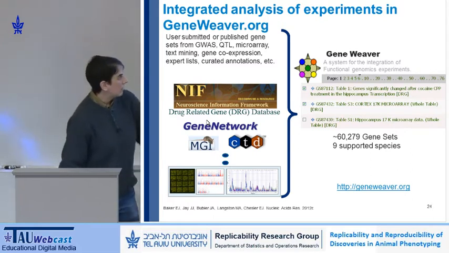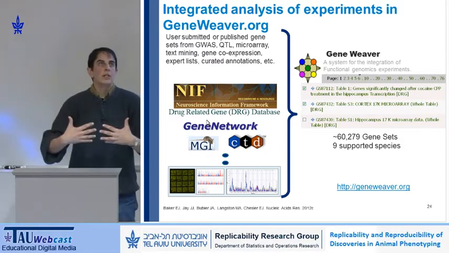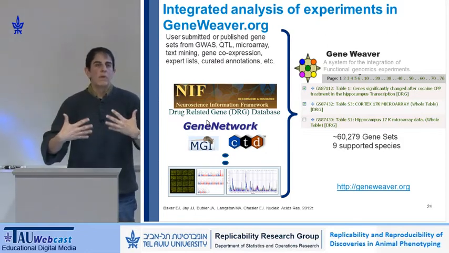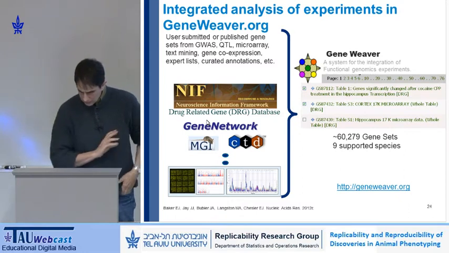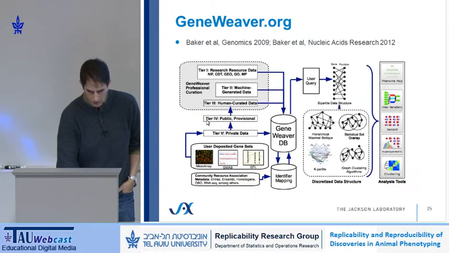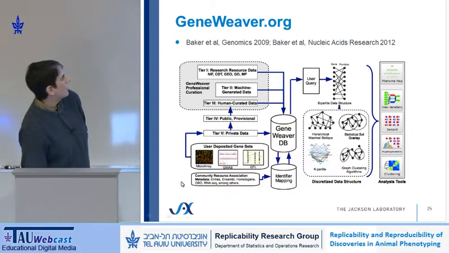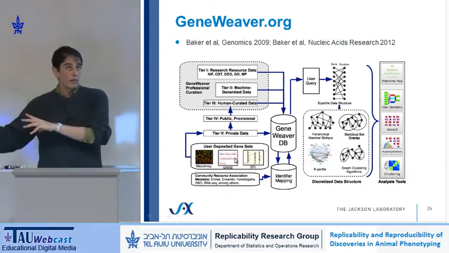And we've got now over 80,000 of these gene sets and 9 species. And through gene homology, we can align them one to another. And this allows a lot of different types of questions to be addressed. So this is a little more of nuts and bolts. Basically, we have user-deposited gene sets. You can register for an account.